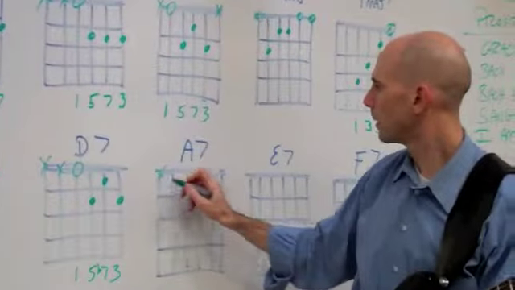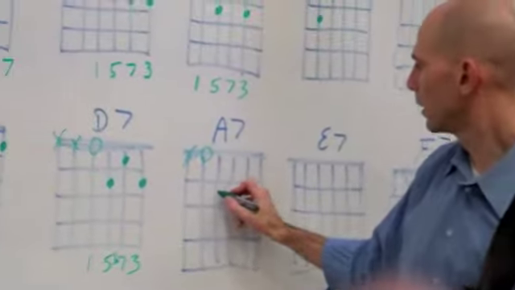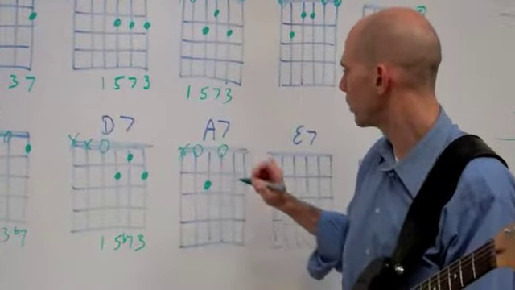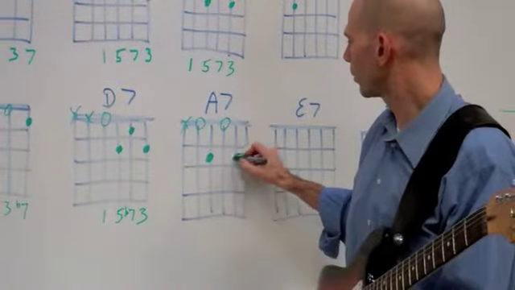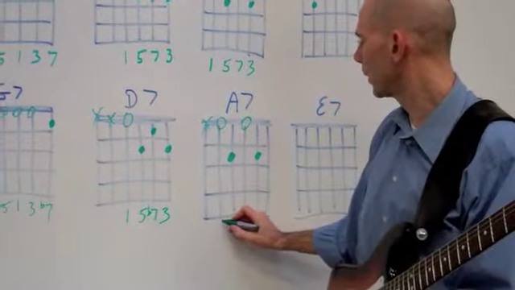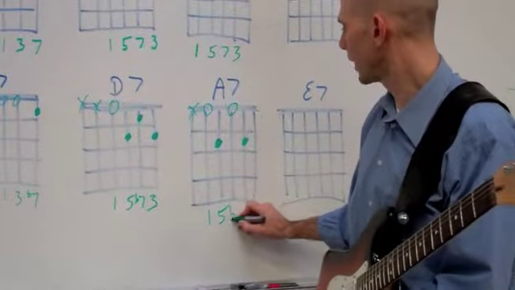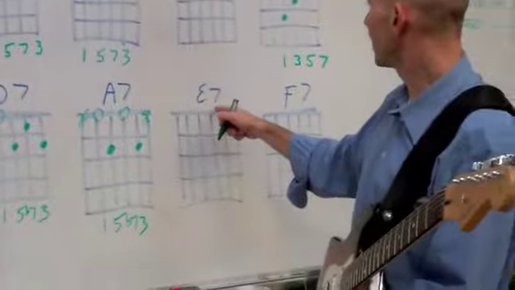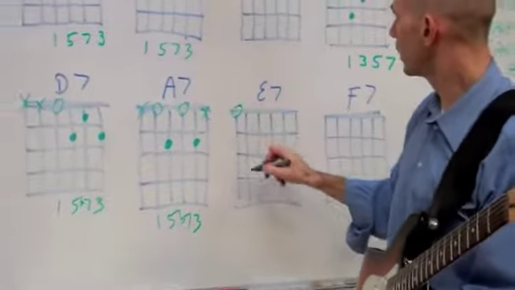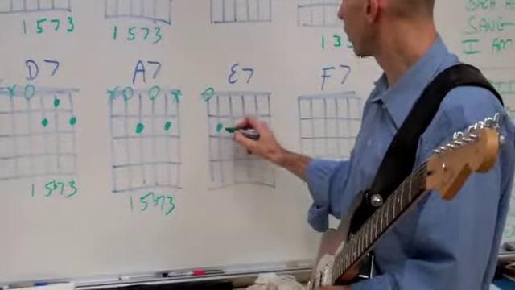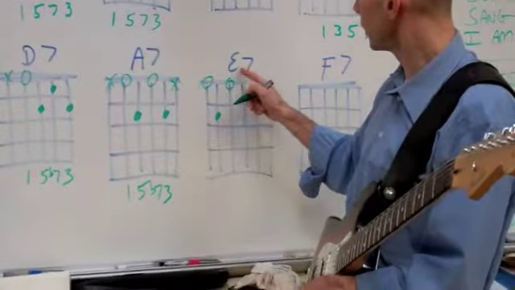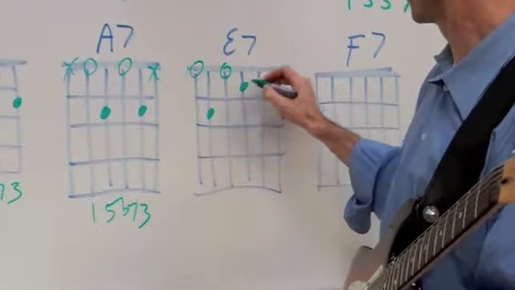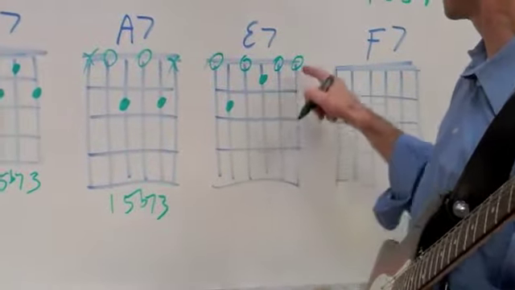A7. Open A string. Here's the 5th. The 7th of A is G, which is an open string. And the 3rd is C sharp. So here's the 1, the 5, the flat 7, and the 3. Then we have E7. E7 is open E. Here's the 5th. The 7th of E is D. And here's the open D string. We need a G sharp for the 3rd. B is the 5th, and open E.